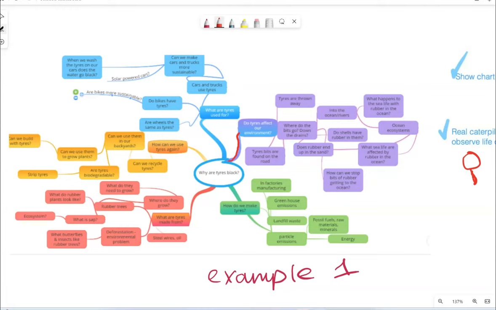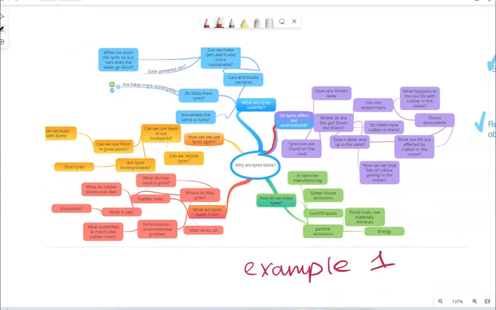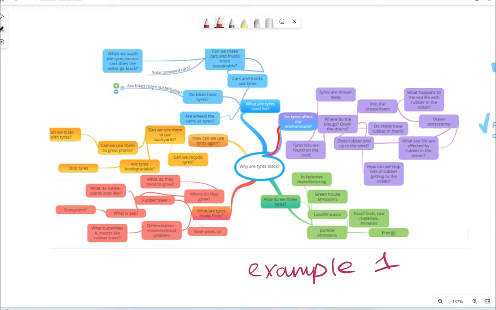Are they polluting the environment? Does rubber end up in the sand? Do shells have rubber in them? What about fish and the ocean ecosystem? What happens to the sea life with rubber in the ocean? And how toxic are those tires? So you can see really, really good questions.